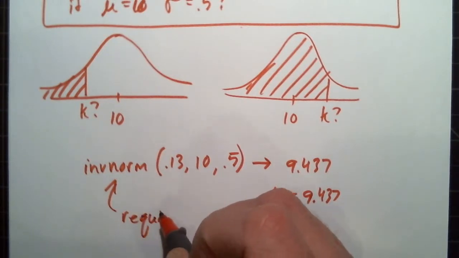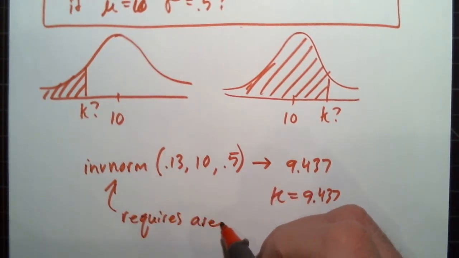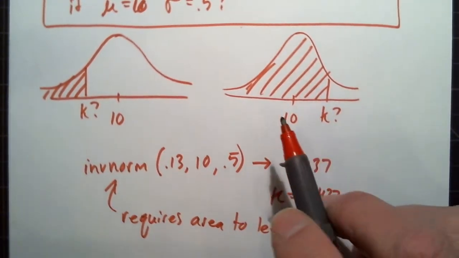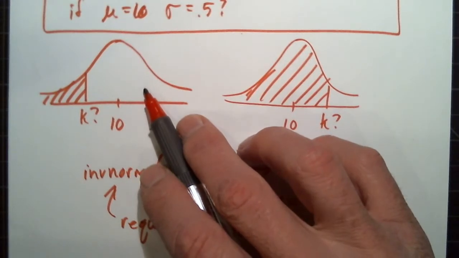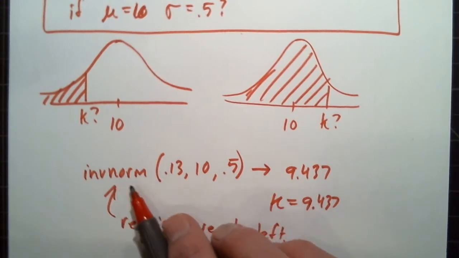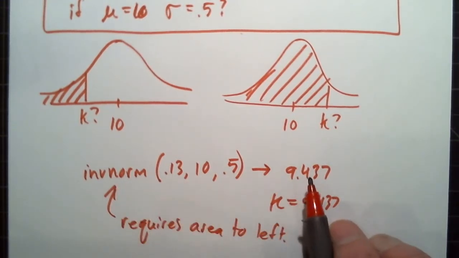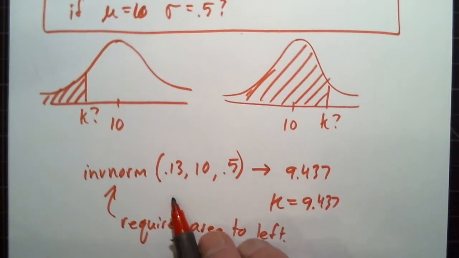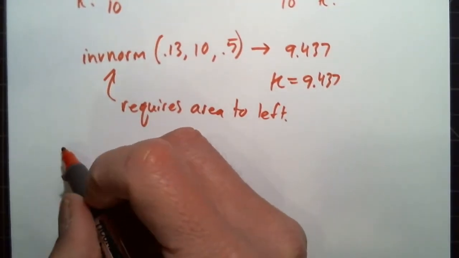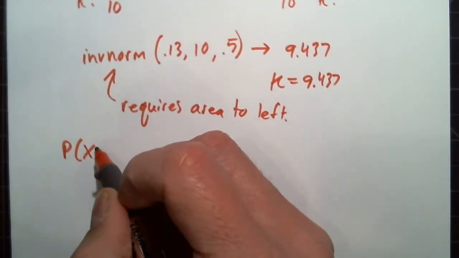This can be a little tricky because this requires area to left. If we were given an area to the right, we would have to find the complement of that to enter into this. So inverse norm will only calculate the x value if this area is to the left. So think about that and see if you can figure this one out.